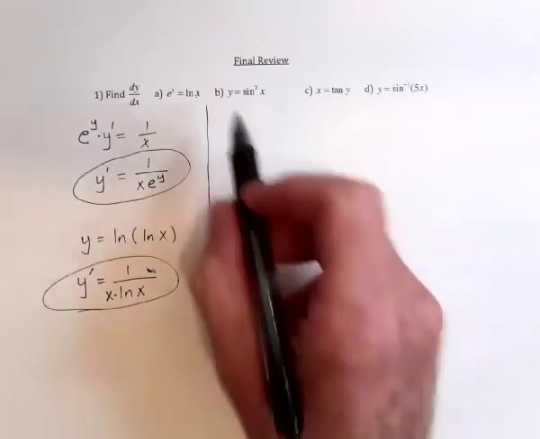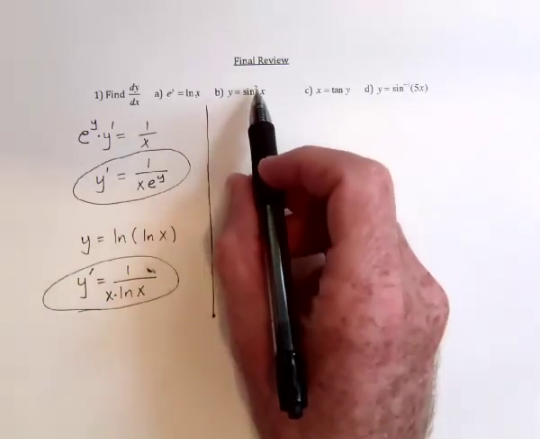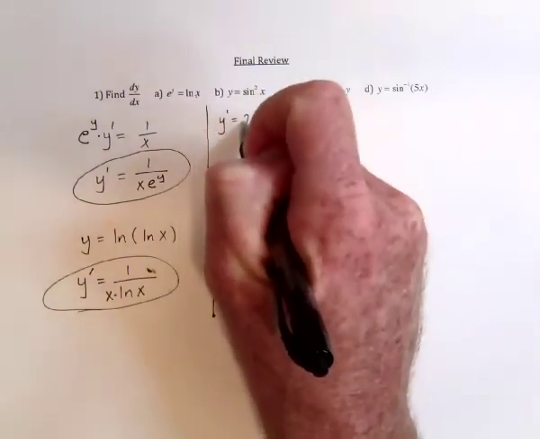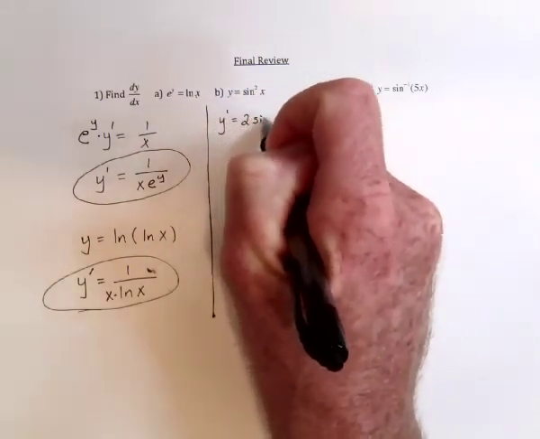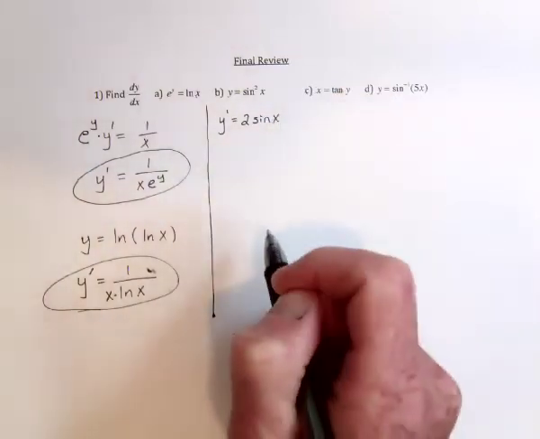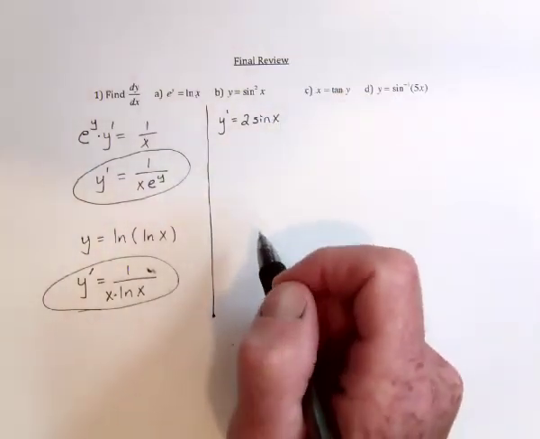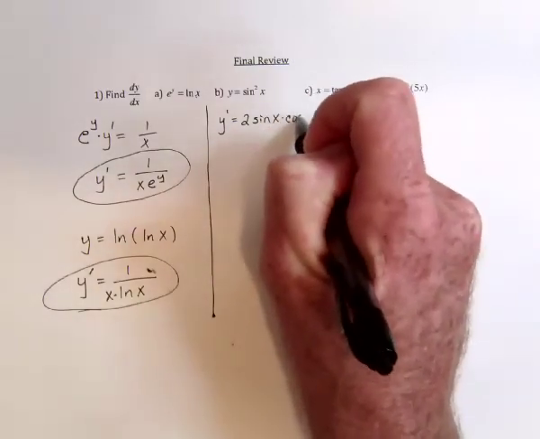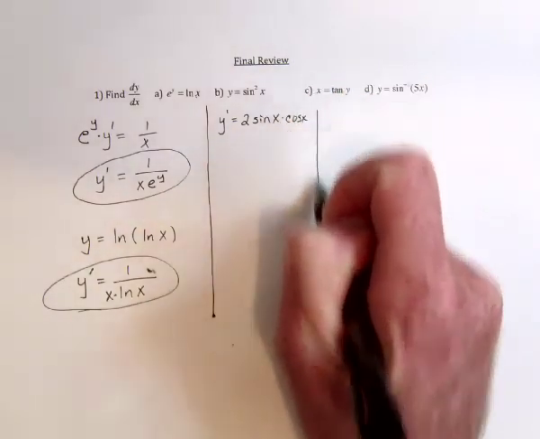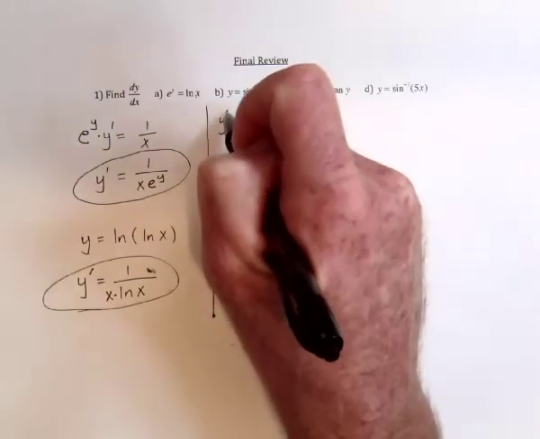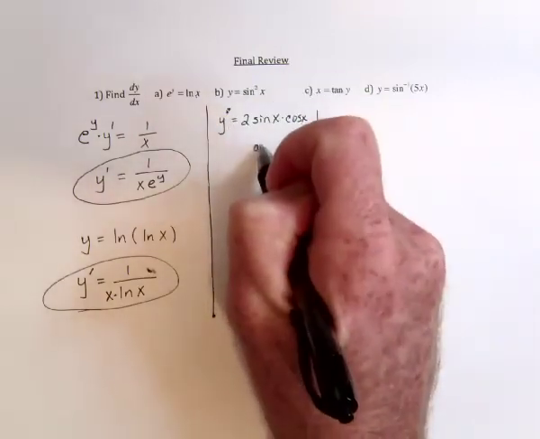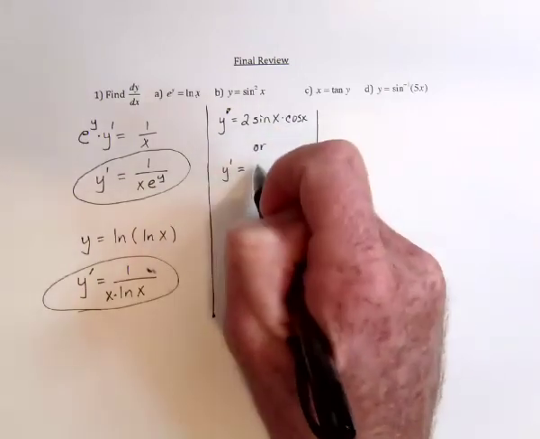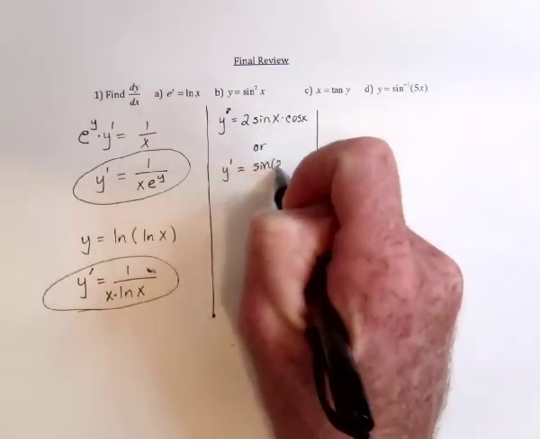And then for this one, we need to use the chain rule. The outer function is the square, so we bring down the 2 and then subtract 1 from the exponent. And then the inner function is sine, so take the derivative of that, and it's cosine. Or, you could rewrite it, there's a trig identity for this, so that's sine of 2x.